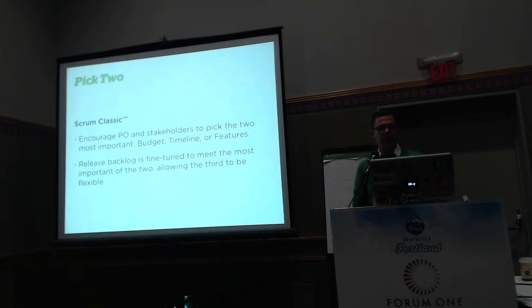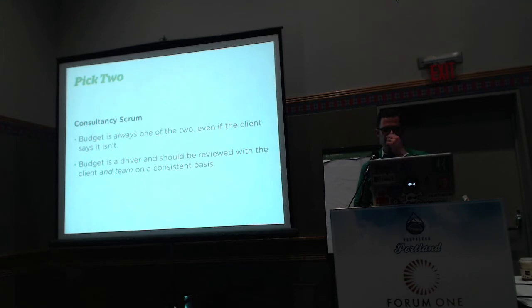In Scrum Classic, the release backlog is fine-tuned to meet the most important of the 2, so the third can be flexible. But in Consultancy Scrum, budget is always one of the 2. They will tell you it's not, but it always, always is, because the last thing a client wants to hear is we need more money. That will never go over well, ever.